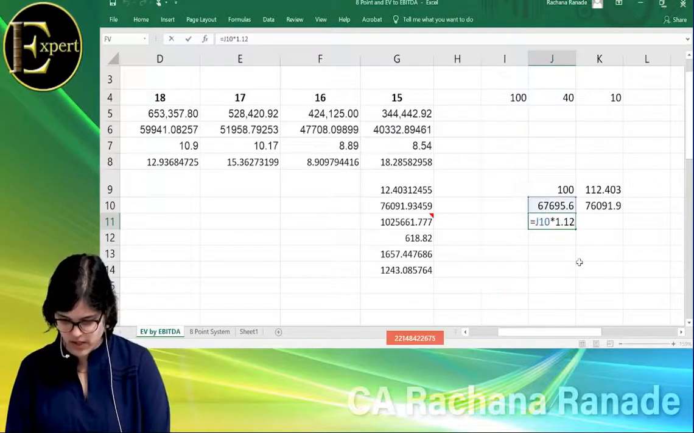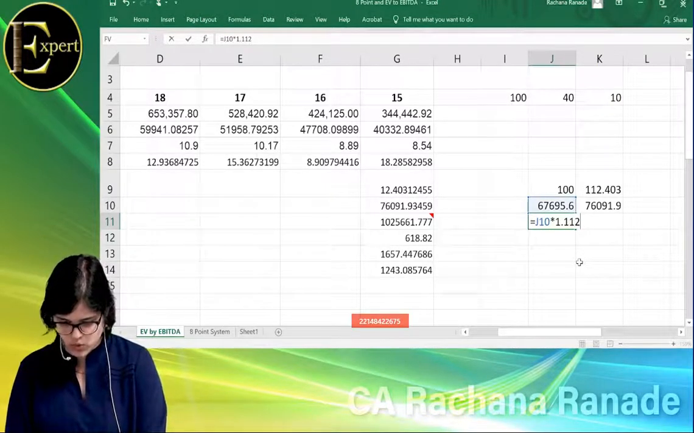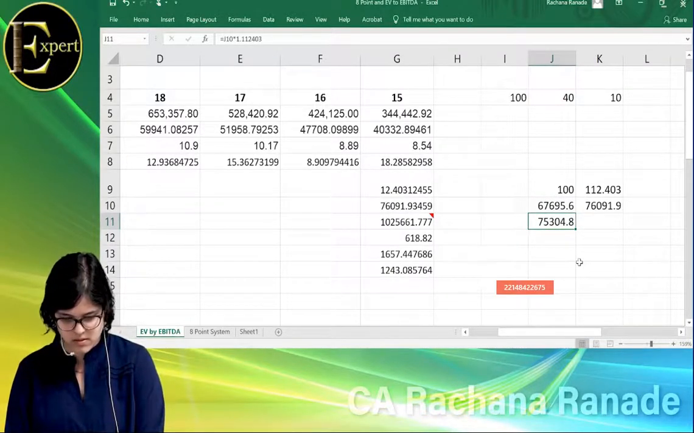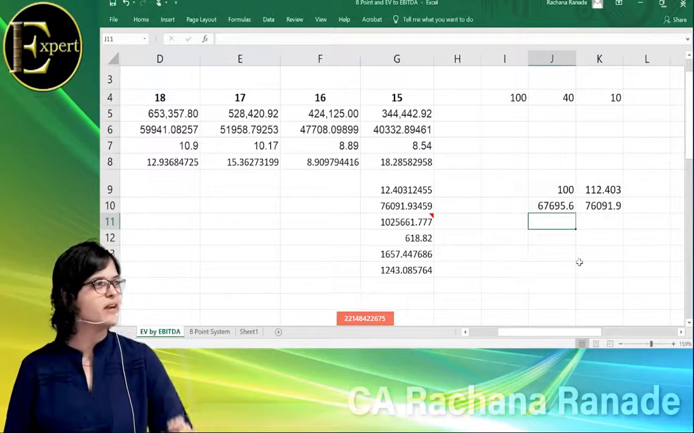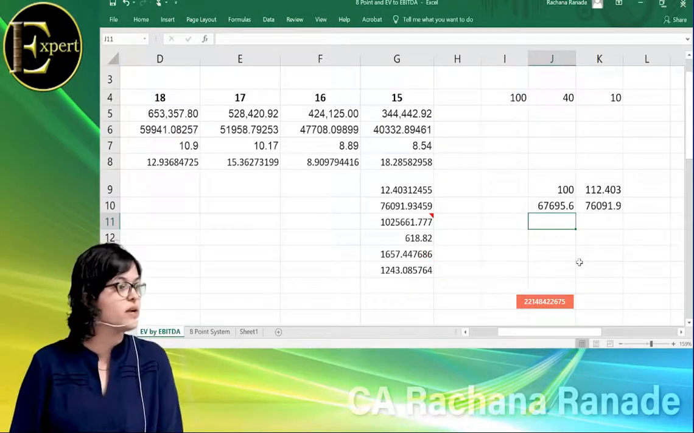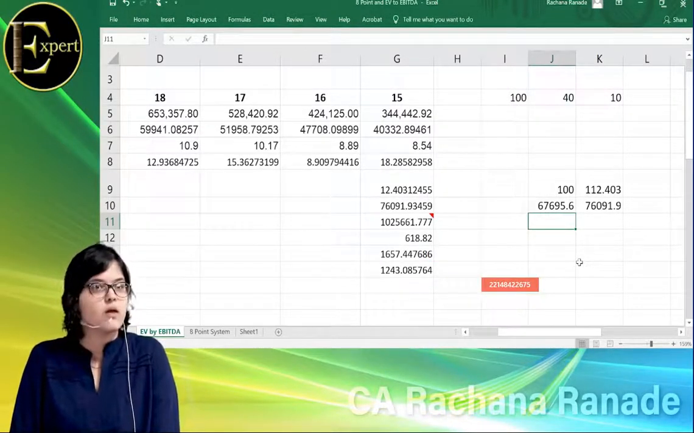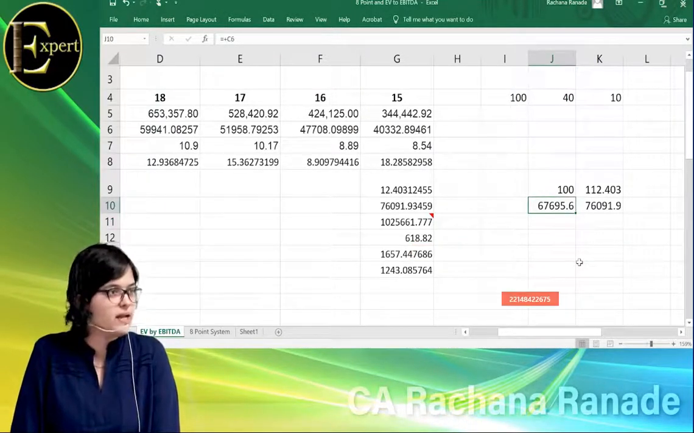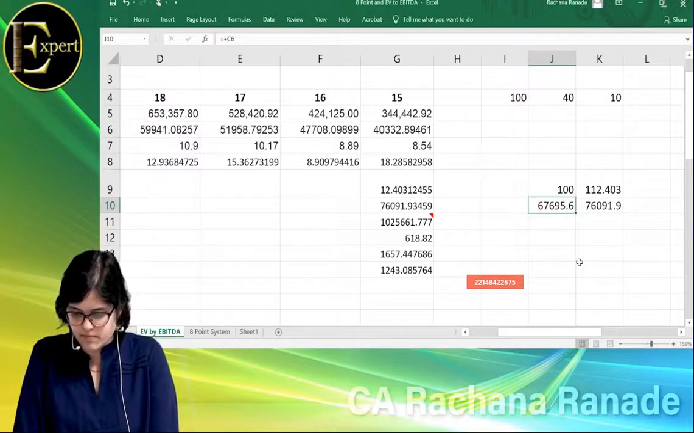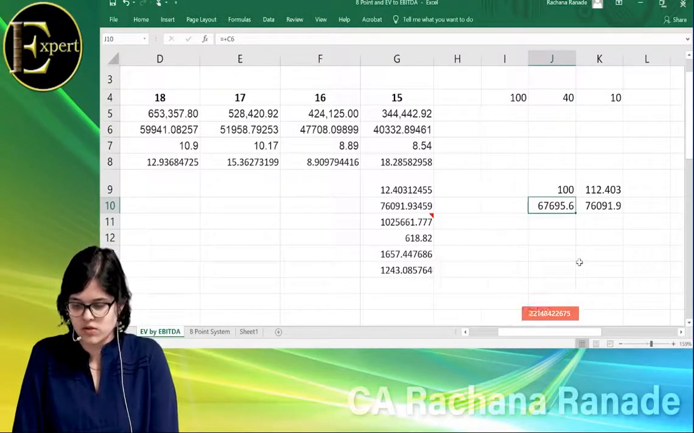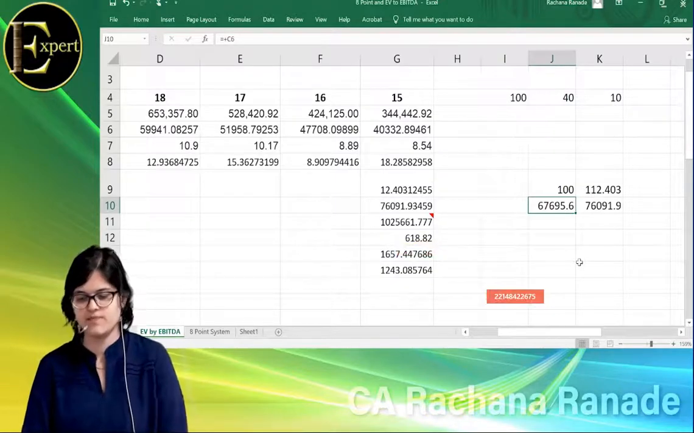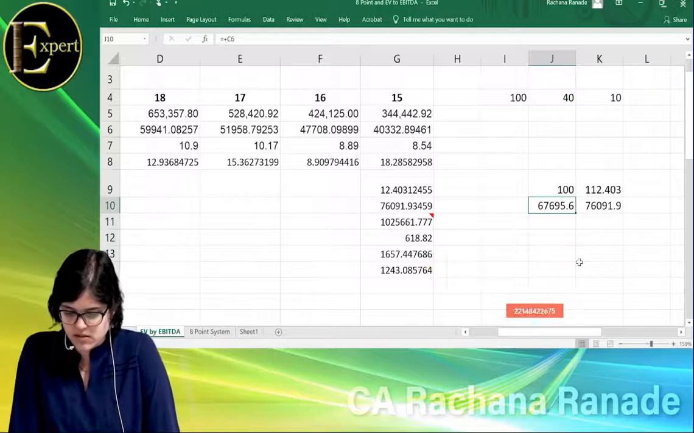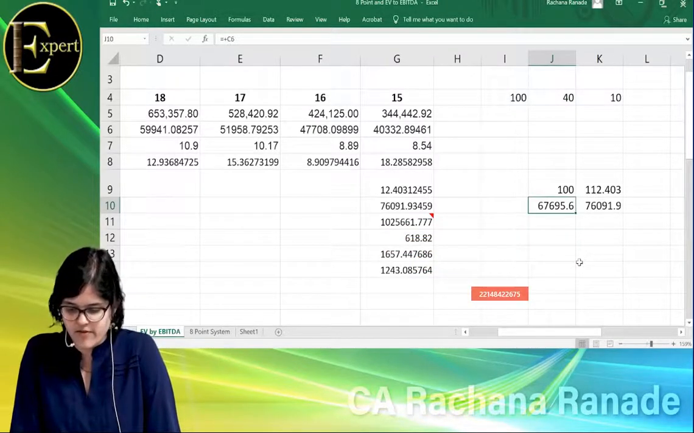To be precise, I was just trying it out. 1.112403 roughly, na. So better we will write an example, so that you get the exact calculation. Write down example. If EBITDA of 2019 is 67,695.6.